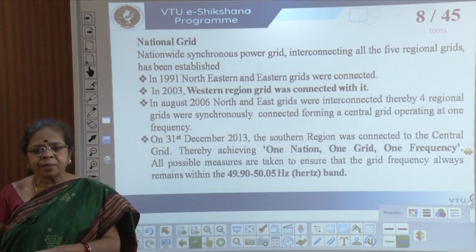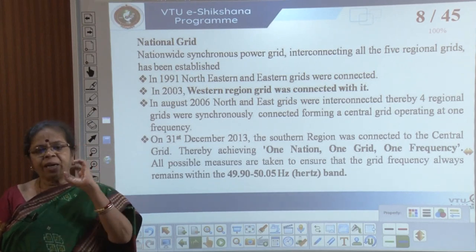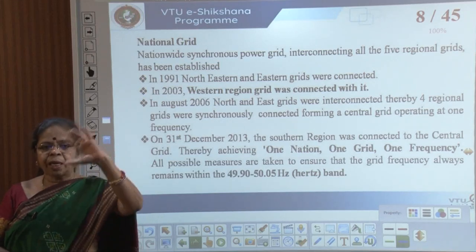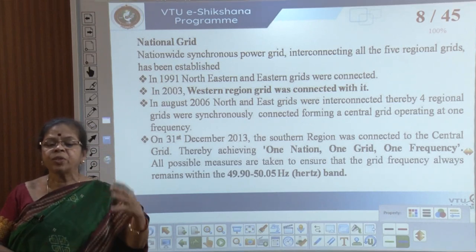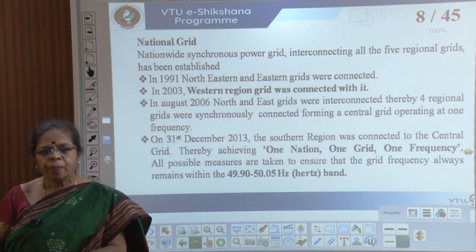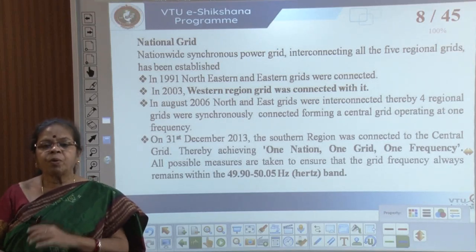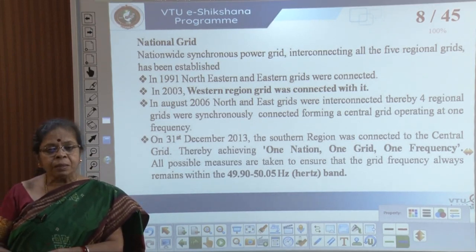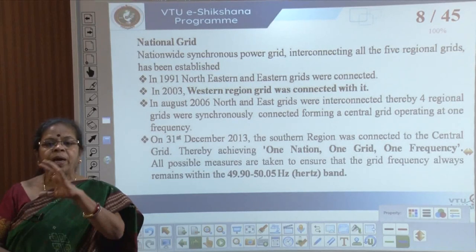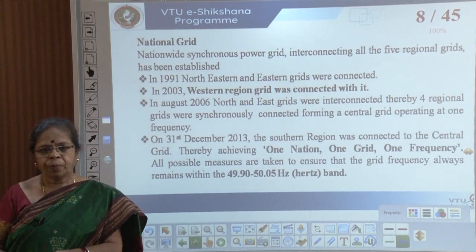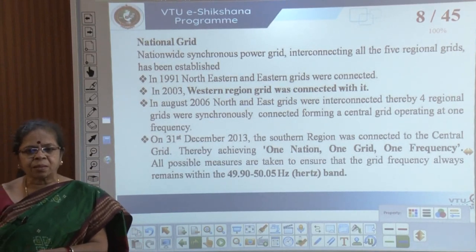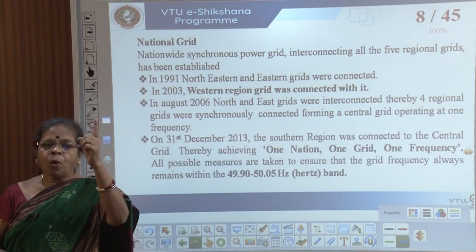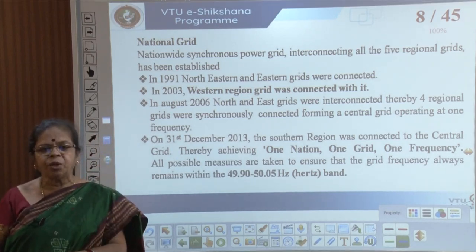So the five regional grids, in 1991, the northeastern and eastern grids were connected. Connected means synchronized. So at some border area, the grids will become synchronized. They operate as one grid. Once you synchronize, you can have exchange of power. Then in 2003, the western grid was connected with this grid. So what happened in 2003? Western, northeastern, and eastern grids were operating in synchronism. Okay? And in August 2006, the northern grid was also interconnected. So four regional grids were operated as one single grid, and it was called the new grid at that time.